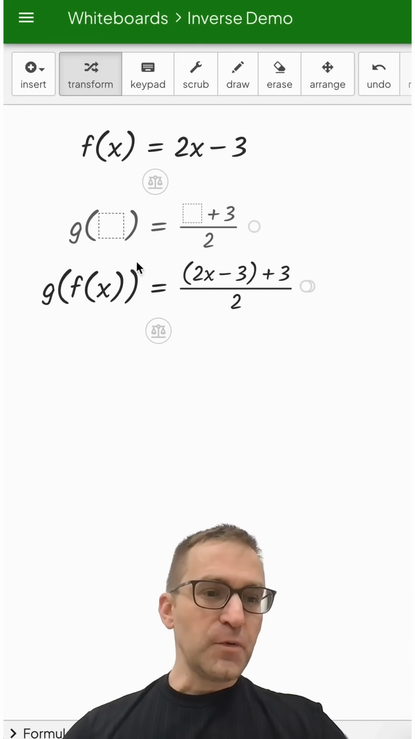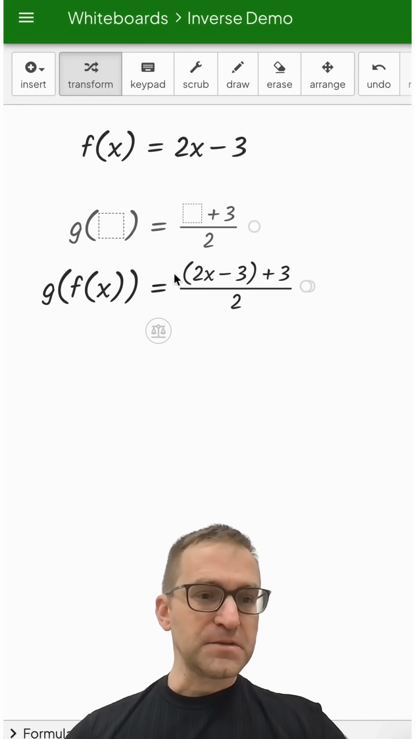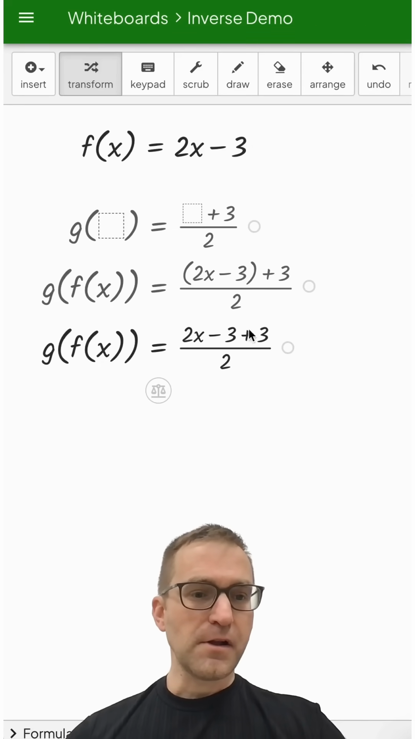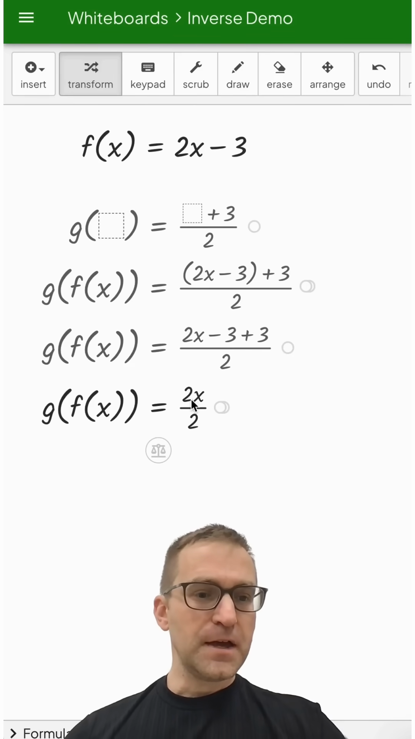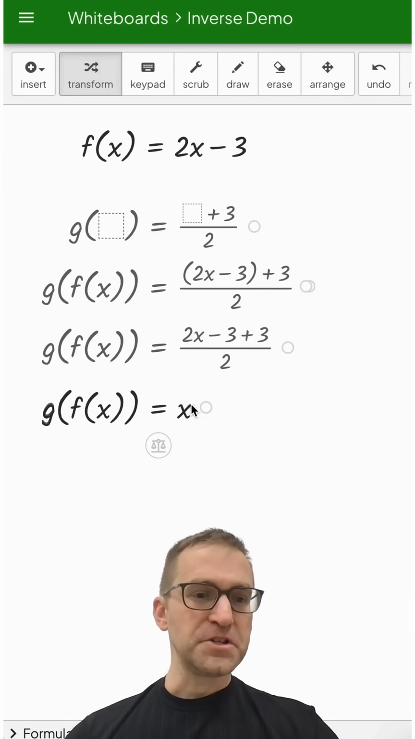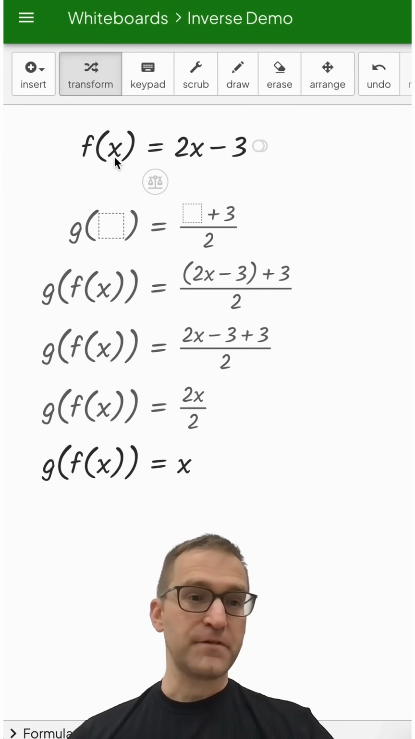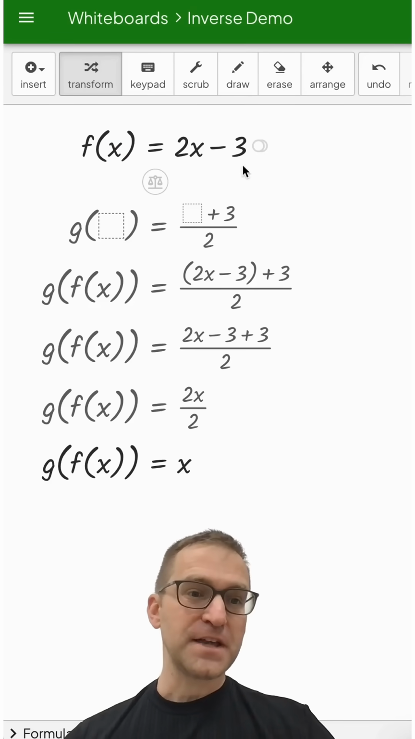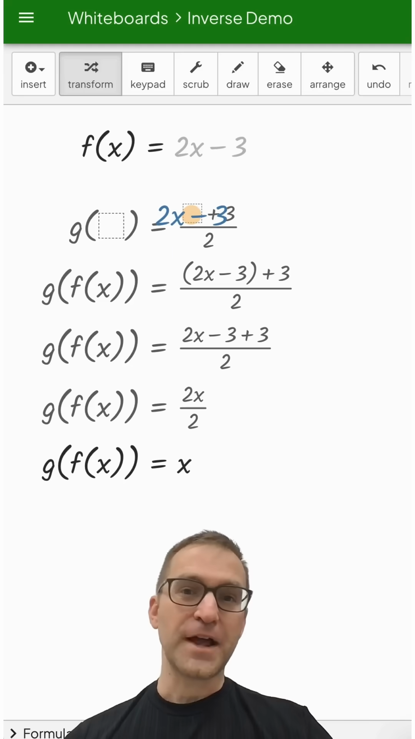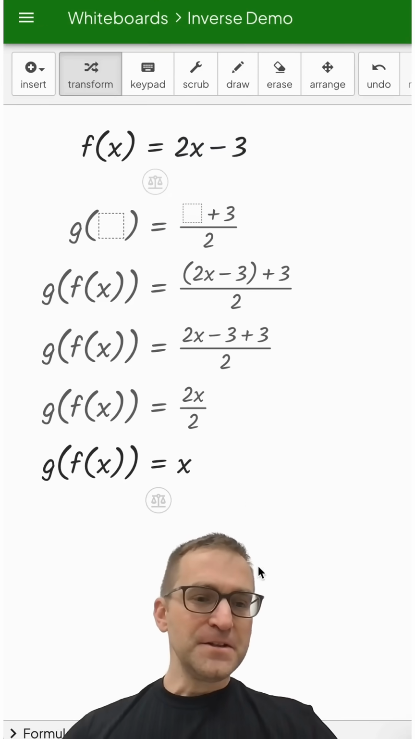Watch this. We take this, we input, we evaluate it, and look at this. Whoop, there we go. 1, 2, 3. And we get back what we started with. The original input is x, because f of x is 2x minus 3. We put that as the input into f, and we get that as the output. We took this entire output, and we threw it as the input right in there. See what I mean? So we got that.